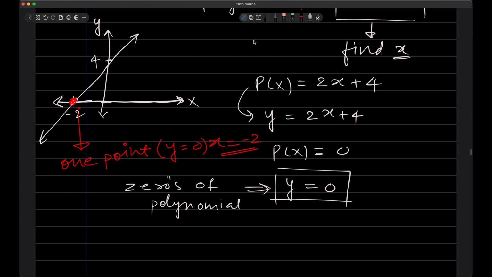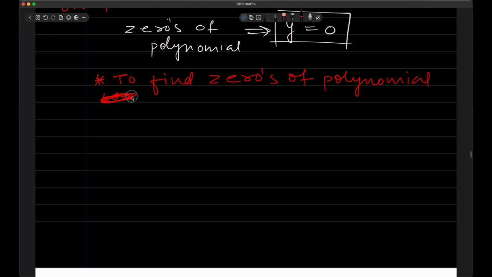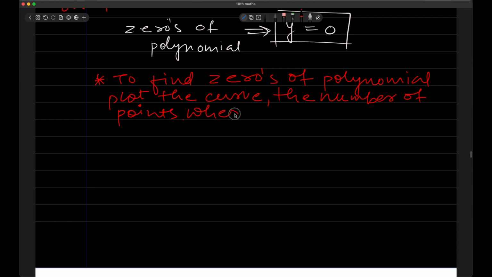So to find zeros of a polynomial, plot the curve, and the points where y equals to 0 are the zeros of the polynomial.